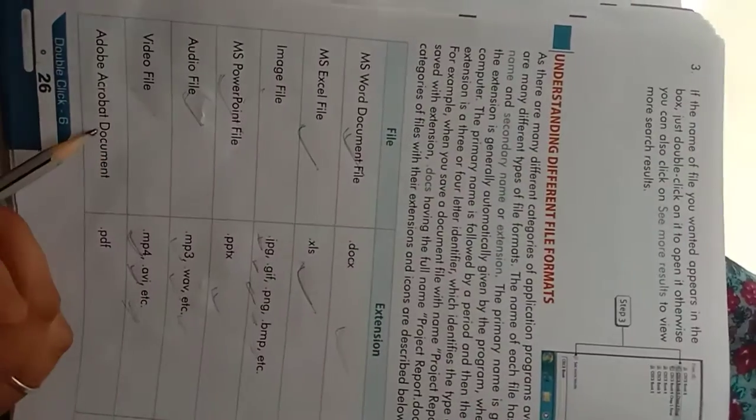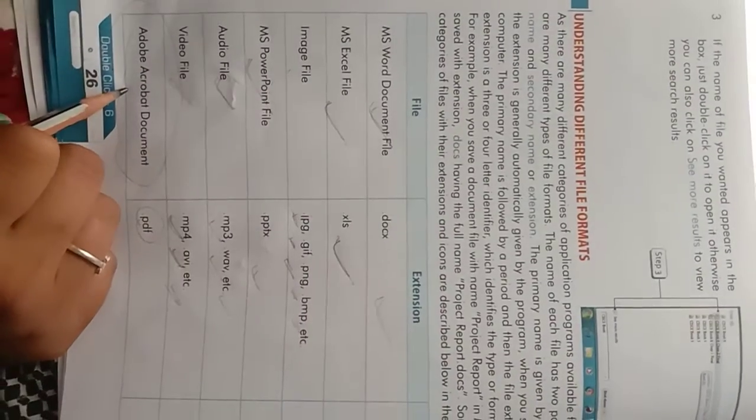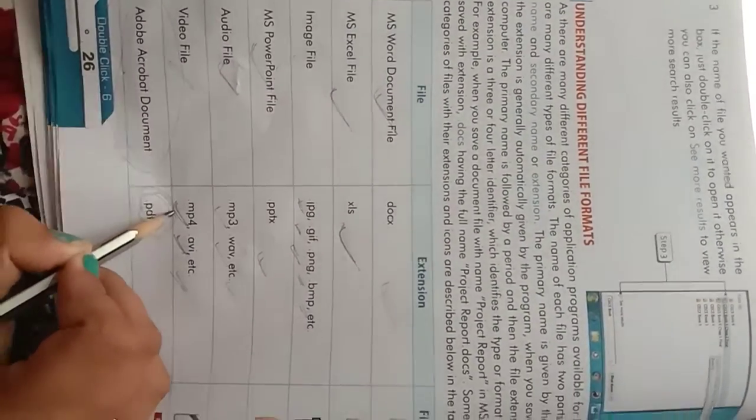Your video file can be saved with the extension .mp4 or .avi, or it can be any other also. If you want to open a PDF file, you must have Adobe Acrobat Reader in your computer or in your phones. The extension for that file is .pdf. This is all about the different file formats.